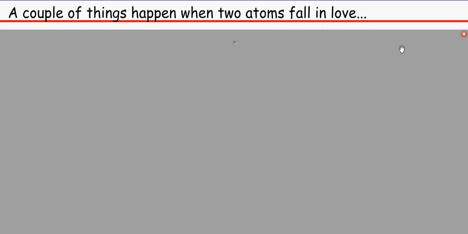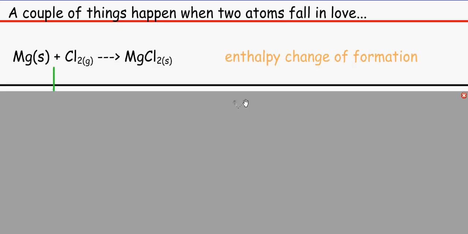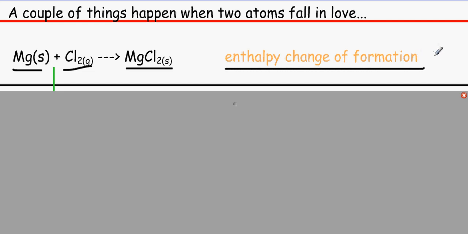But there is a lot behind the scenes, and that is exactly the same for when 2 atoms fall in love. Behind the scenes, not in front of the scenes, it looks to everyone like we've just formed MgCl2 from magnesium and chlorine. That's called enthalpy change of formation. That also is an AS chemistry thing, and we write the symbol like this.